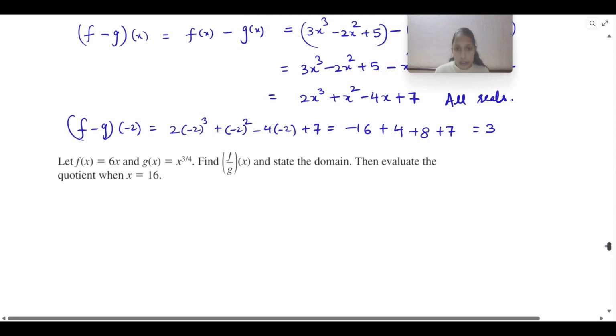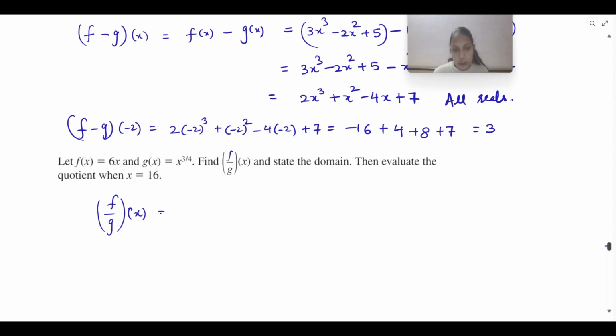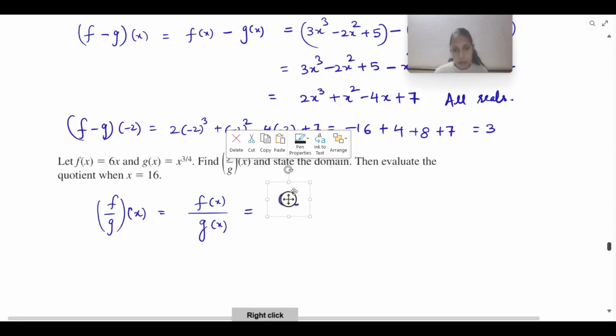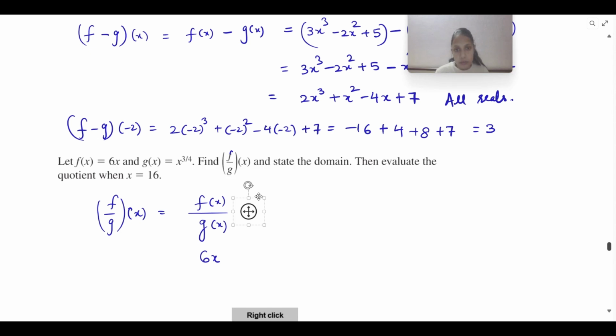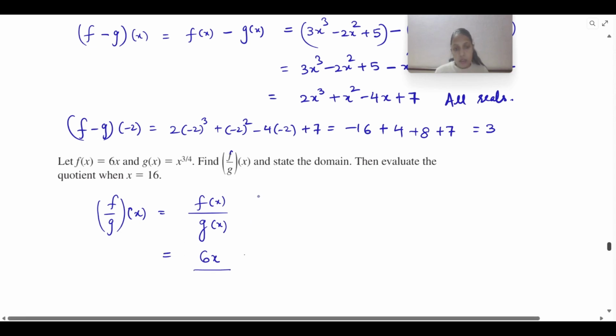Next is a quotient. F is given, g is given. We have to find f over g and then its domain. Let's find f over g of x. By the operation property, f of x over g of x. 6x, let me write it down, over x to the power 3 by 4.